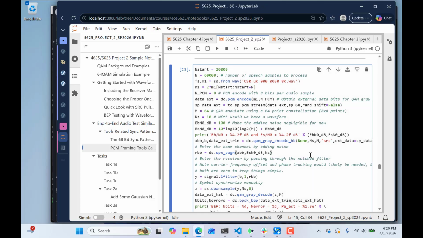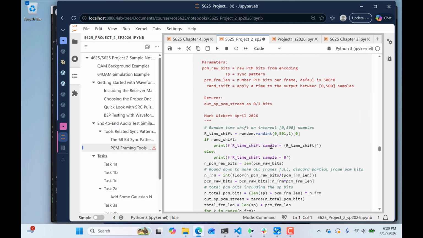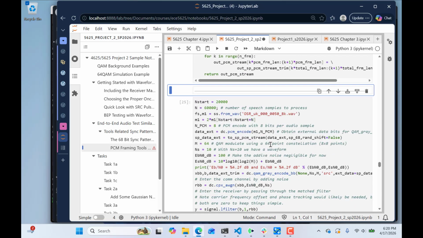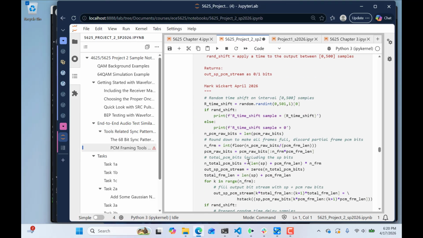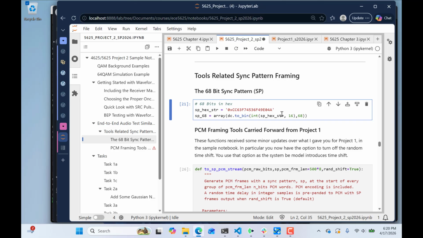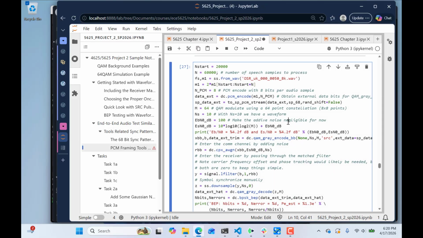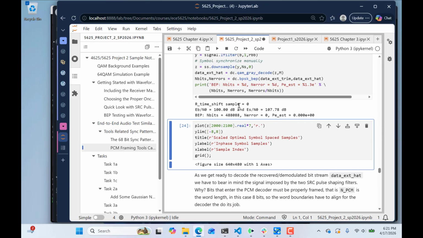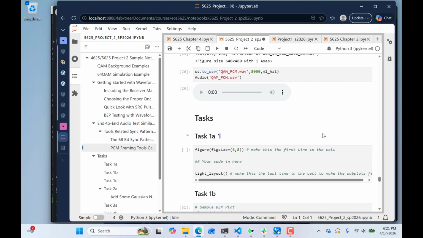So that's talked about down in here. And I'm demoing that. So here we're going to transmit it. I didn't run all these functions, so I have to run these. I didn't create my sync pattern. Got to run that one too. There it is. This was just copied over from project 1. So now everything's been run, and we're running at a high signal to noise ratio. I have the random time shift that was originally used in project 1 turned off. You can see that in here. It's set equal to false, and that's the way I want you to use it.